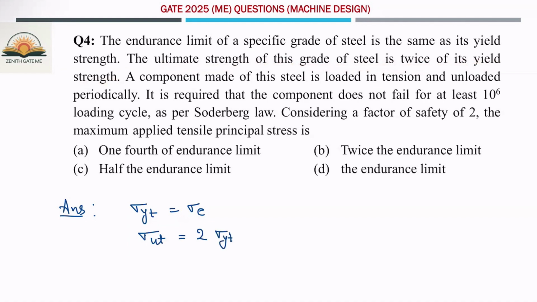Okay. Now, a component made up of steel is loaded in tension and unloaded periodically. That means, first of all, you are applying some tensile load, then you are unloading. It is required that the component doesn't fail for at least this number of cycles, which is nothing but 10 to the power of 6. As per the Soderberg law, consider a factor of safety, that means n value is given 2. The maximum applied tensile principal stress you have to calculate. Okay. So the factor of safety is given as 2.